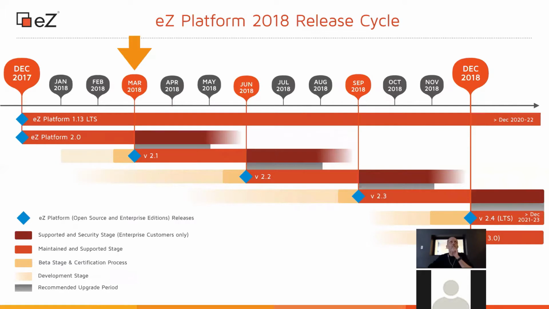As you can see, we have four releases throughout the year. We have the one that we just released today, which was the March 2018, our spring release. The following will be our summer release in June, and then September, and finishing it off will be in December 2018, which will basically be the winter release and the LTS a bit before Christmas.